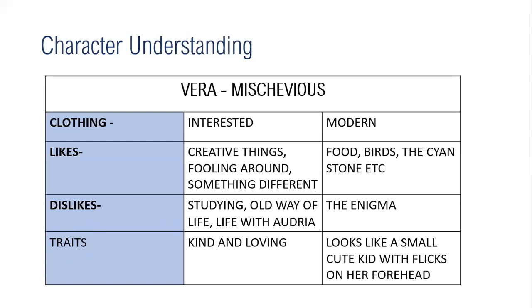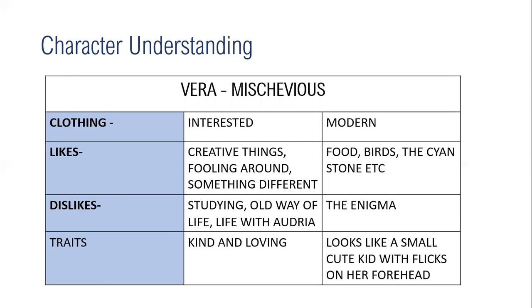Now we come to our last point, character understanding, which I've talked about before too, that you have to relate everything of the character. So here's an example. Vera is a character in my book who is very mischievous. She's interested in clothing. She likes modern clothing. She does not like frocks or anything like that. She likes more modern clothing like plazos, t-shirts, etc. She likes creative things, she likes fooling around, and she likes something different.